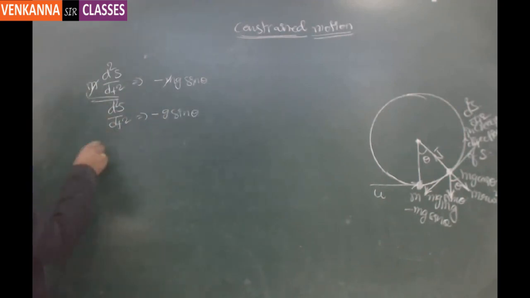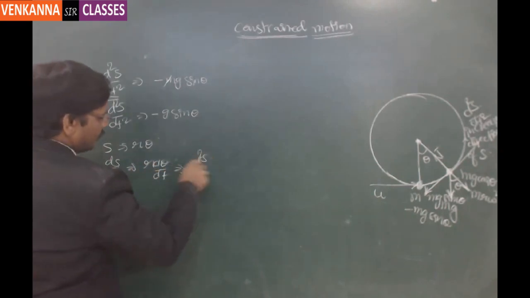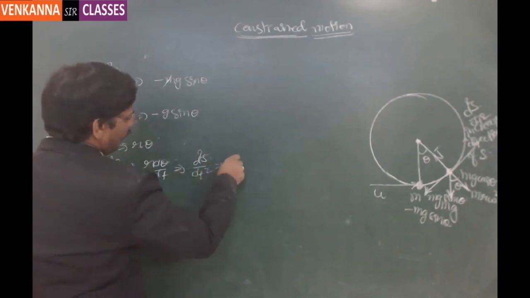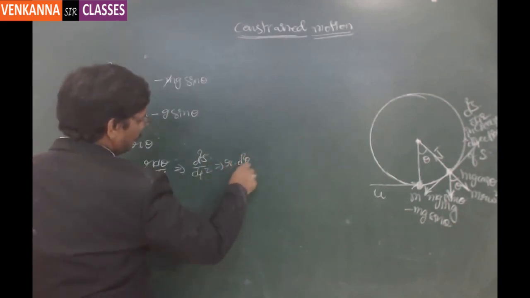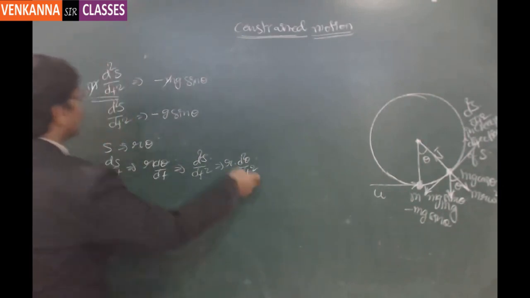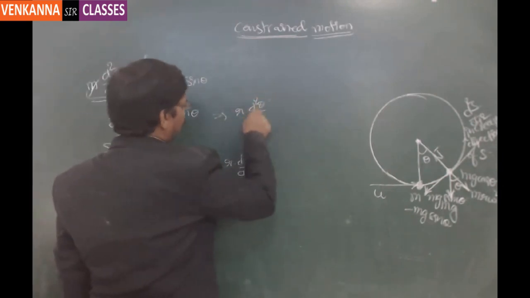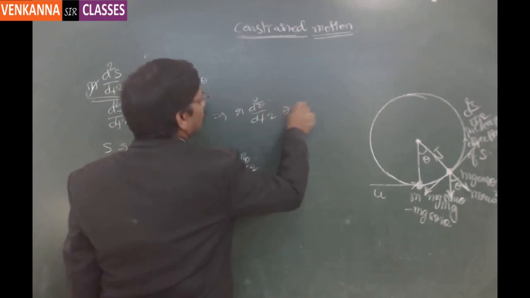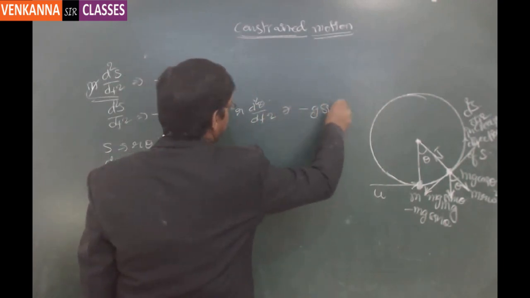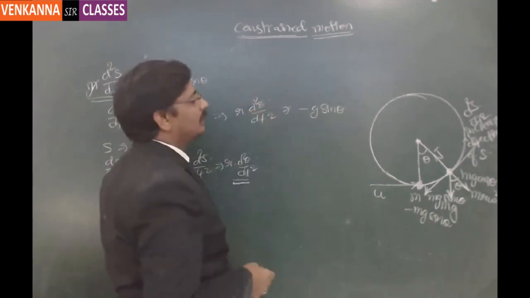And the relation S is equal to r theta, we know this, and ds by dt is the linear velocity, r d theta by dt. From here, d square S by dt square you can calculate as r into d square theta by dt square. So you can replace it here: r into d square theta by dt square is equal to minus g sin theta.